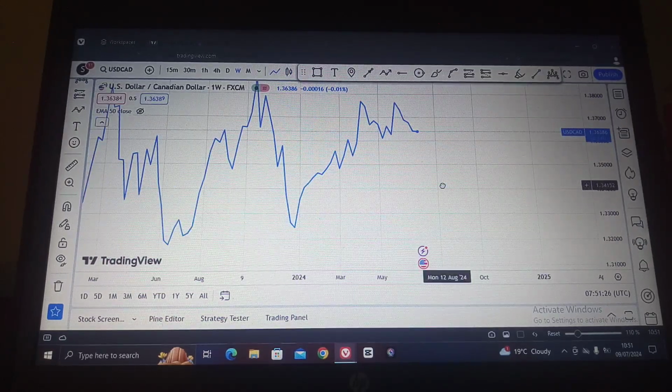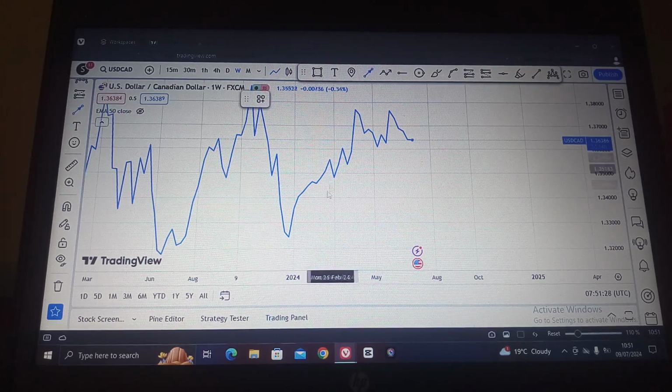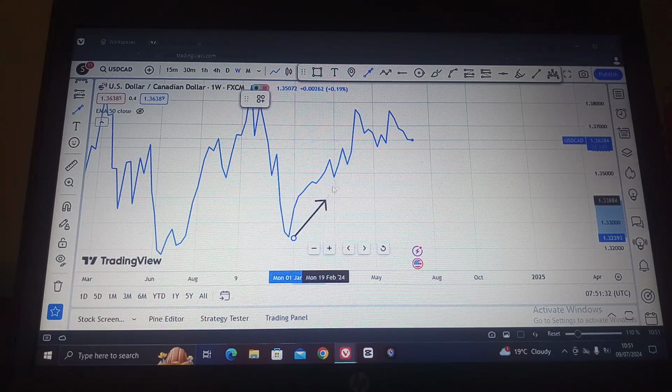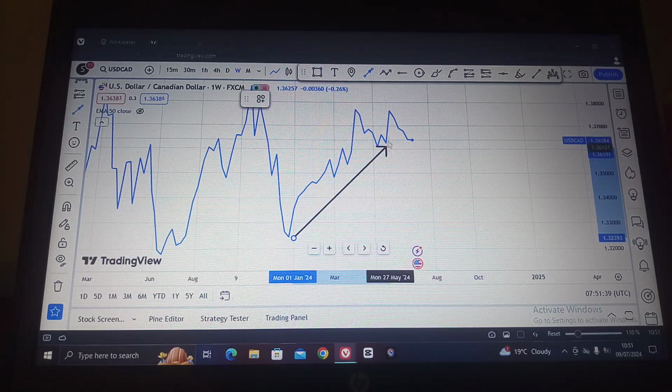According to my analysis, you can see that for the longest period of time, this market has been buying. So this is an uptrend market because it has been creating higher highs and higher lows, and this is the last point the market went to before it started to go down.